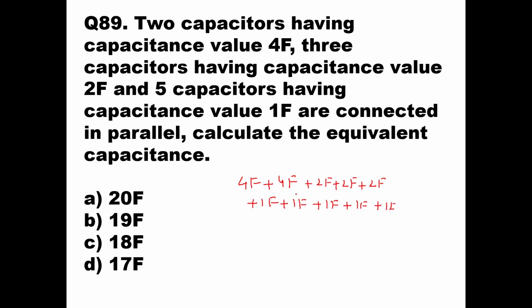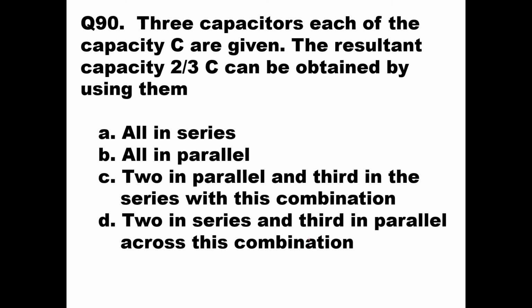Five capacitors, they are connected in parallel. Calculate the equivalent capacitance. So equivalent capacitance will be the sum of all this. So 4 plus 4 is 8, plus 2 is 10, plus 2 is 12, plus 2 is 14, 15, 16, 17, 18, 19. So the total capacitance will be 19 farads. So here option B will be the answer, 19 farad. Then we'll go to the next question.